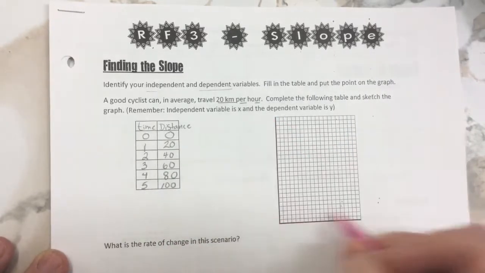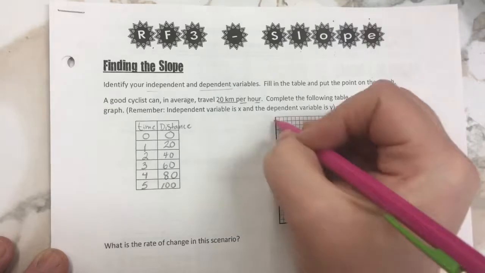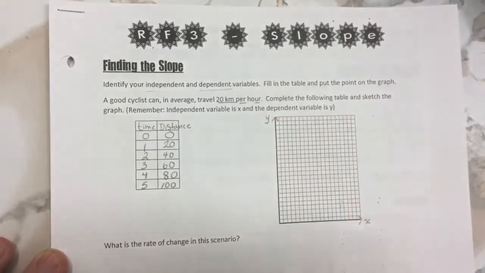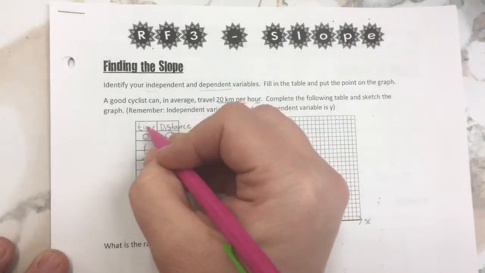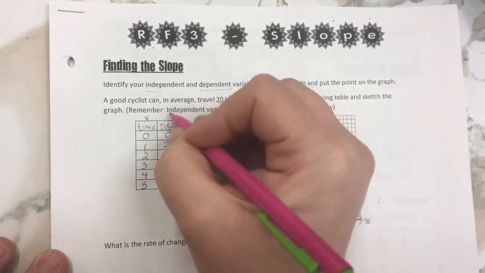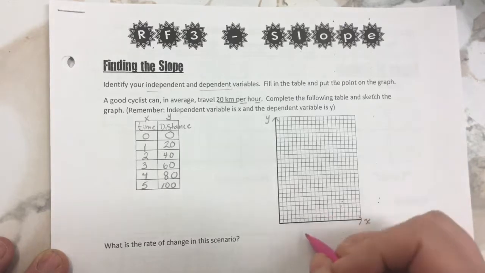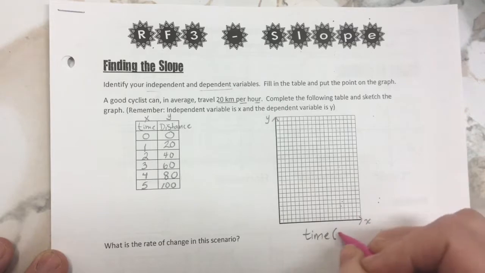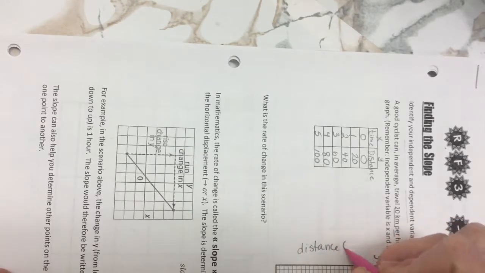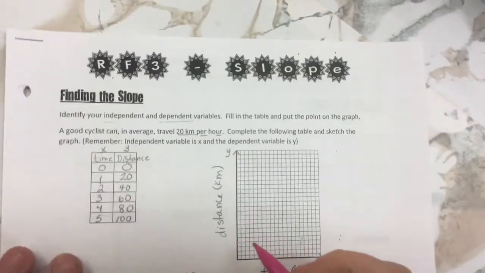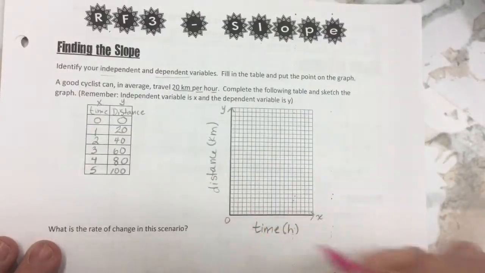Okay, so when you do your graph, you want to label first your x and your y axis, okay? And then this is always going to be the x, and this is always going to be the y. So your x is your independent always. So this is time, and make sure you put its time in what? It's in hours. And then the distance is in kilometers, okay?